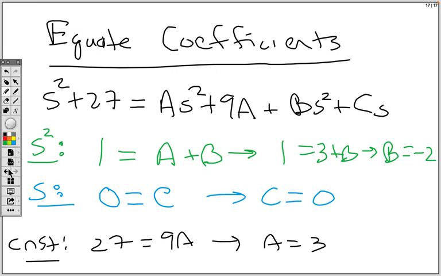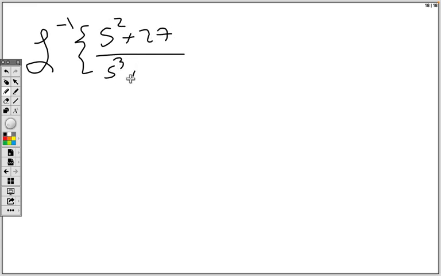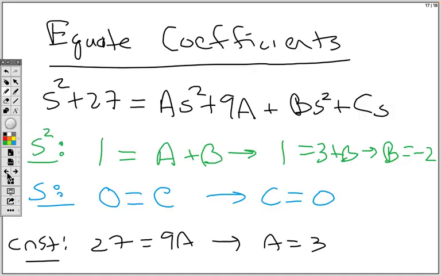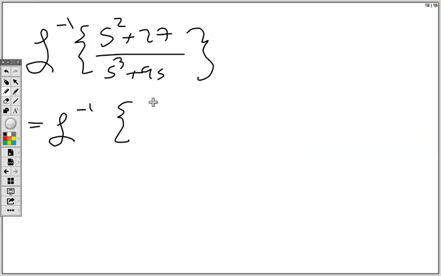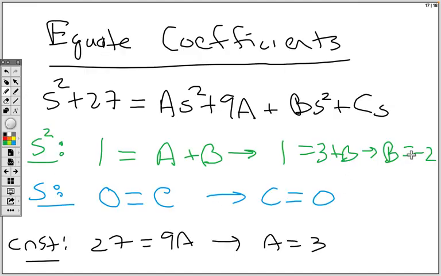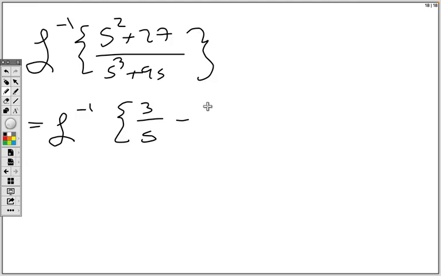So what's the long and short of it? We had the inverse Laplace of s squared plus 27 over s cubed plus 9s equals. And now I'm going to hit this with the partial fraction decomposition. It's a over s, so that's 3 over s, minus bs plus c. So b was minus 2, c was 0, so minus 2s over s squared plus 9.